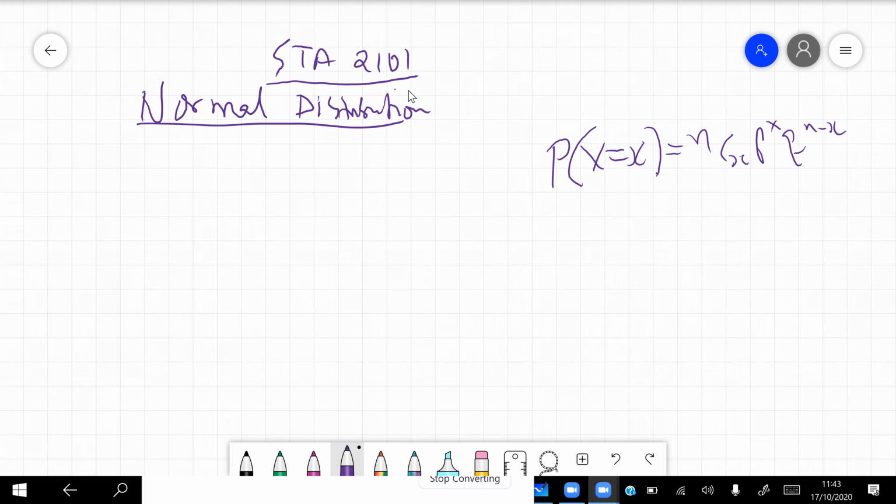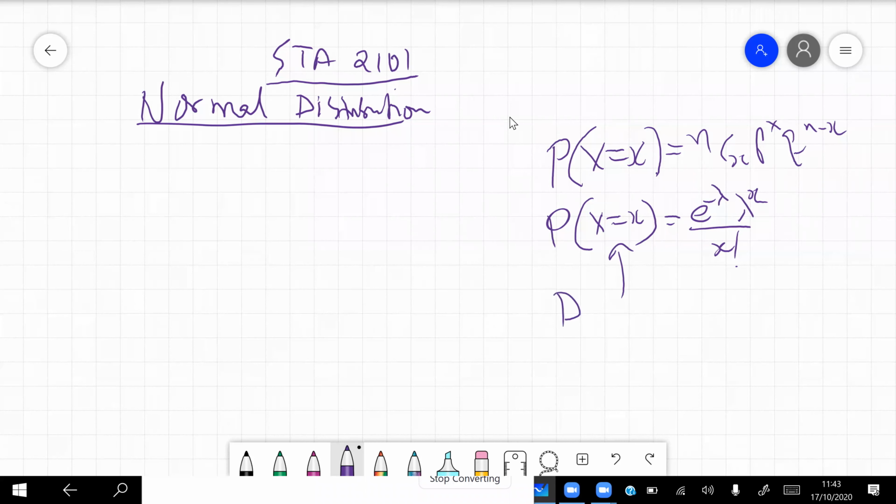Now, in the case of Poisson, as you've seen, the probability of getting this number of successes is e to the minus lambda, lambda to the x, over x factorial. So this kind of expression is true for discrete probability distributions. You can get the probability of an exact number of x.